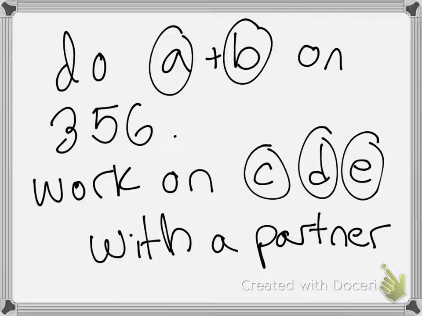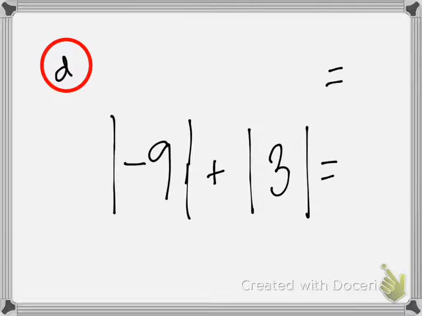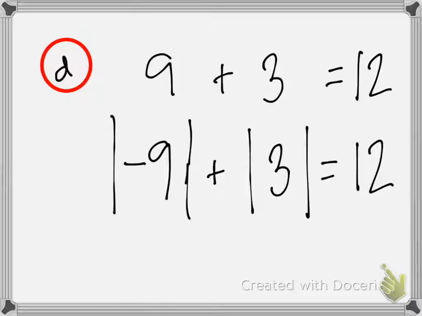Use examples 3, 4, and 5 to solve C, D, and E. I highly suggest that you write the value underneath each absolute value to make your computations easier. What's the absolute value of 14, Ben? 14. Congratulations. Now, this one's multi-step. What's the absolute value of -9, Raphael? 9. What's the absolute value of 3? Lucy. 3. And then we add them so we get 12, right?